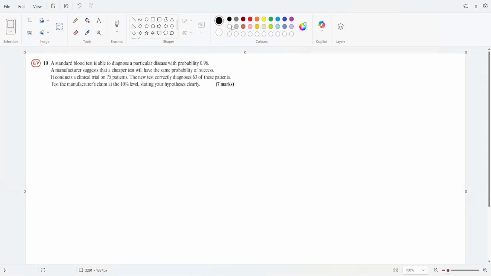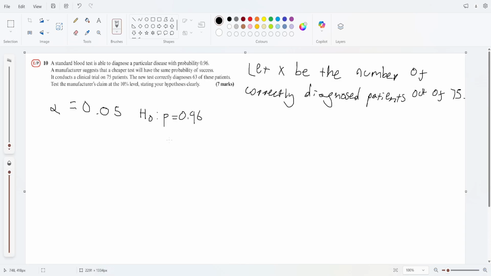I am going to skip all of the long intro bit, but I will explain it. Okay, so I've just written the first bit here. So X is the number of correctly diagnosed patients out of 75. The significance level is 5% because you cut it in half because it is a two-tailed test. And the reason why it's a two-tailed test, if you look at H1 here, a manufacturer suggests that a cheaper test will have the same probability of success.